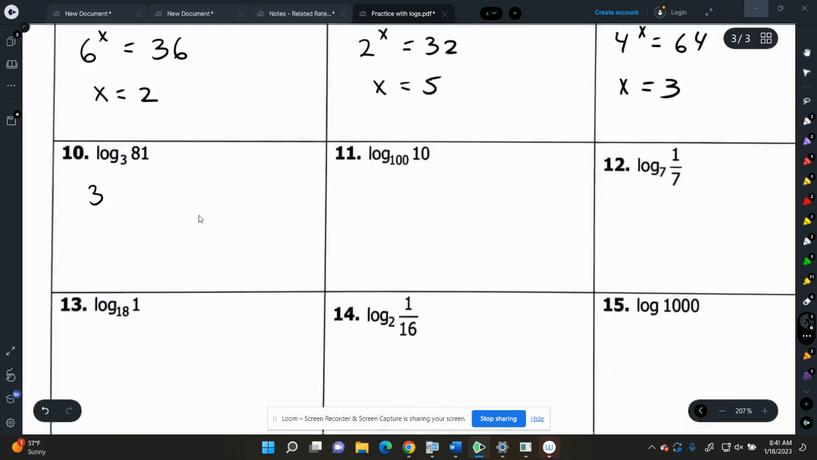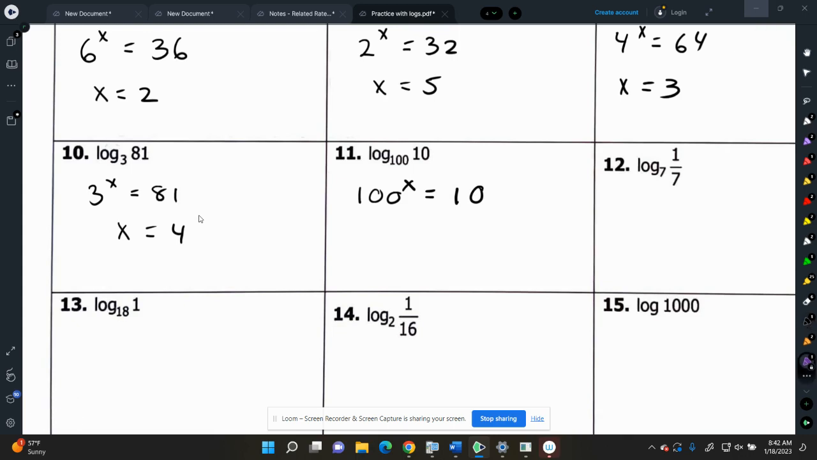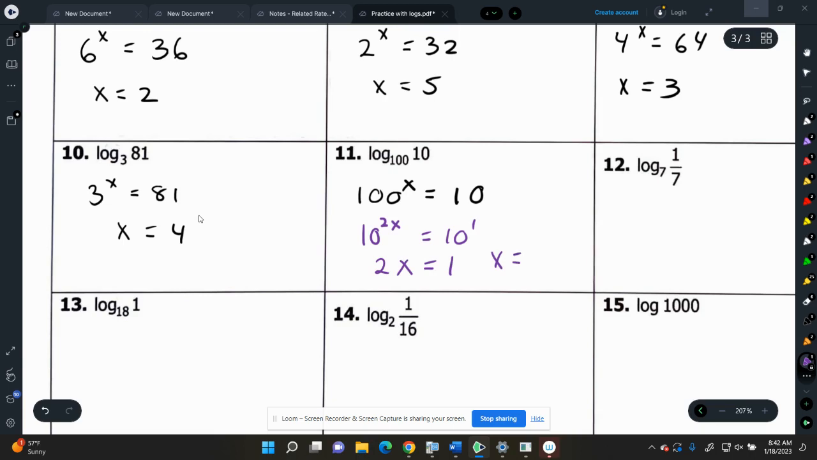And let's see, 3 to the x equals 81, so x equals 4. 100 to the x equals 10. So here I'm just going to slow down a little bit. So what I'm going to do is rewrite this left side so it has the same base as the right side. So 100 is 10 squared. So that'll be 10 to the 2x equals 10 to the first. That means 2x equals 1. So x equals 1/2.